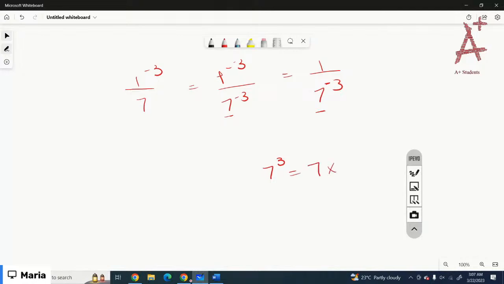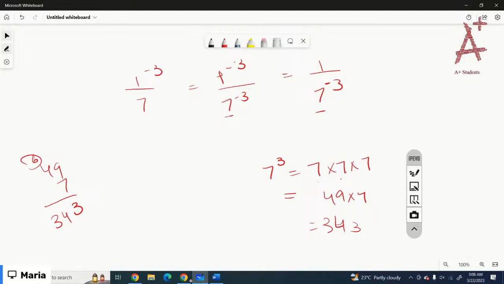7 exponent 3 means you have to do 7 times 7 times 7. 7 times 7 is 49, and let's just do 49 times 7. 7 times 9 is 63, 3 and carry 6. 7 times 4 is 28, 34. It is 343. So basically the concept is we have already worked on the negative exponents.